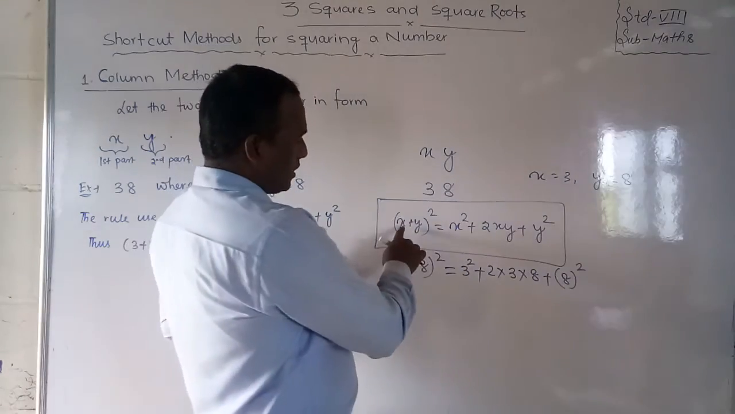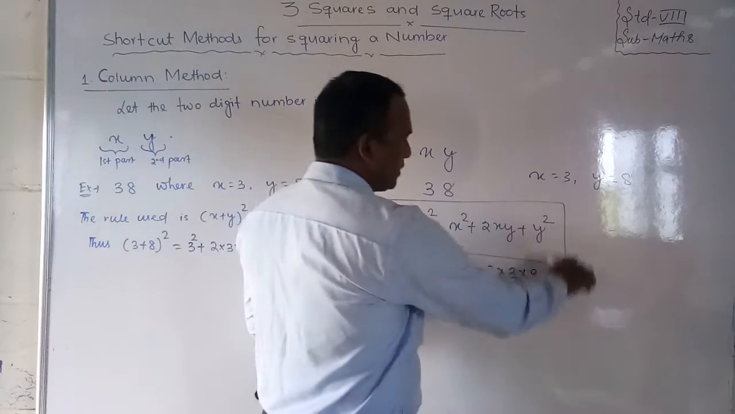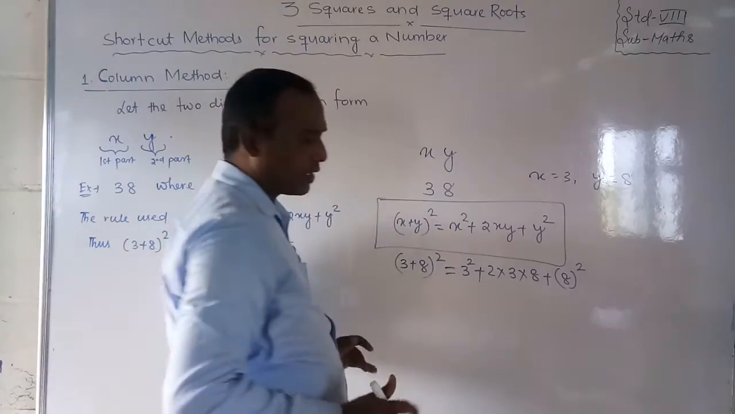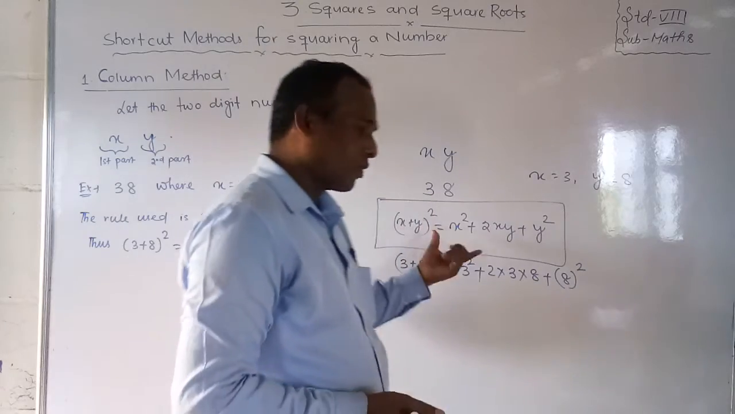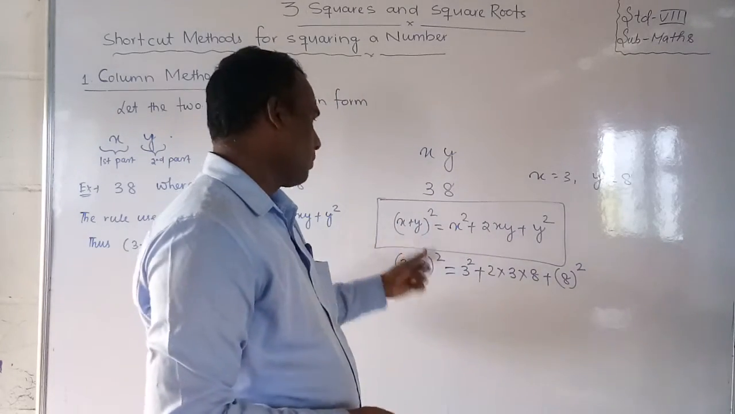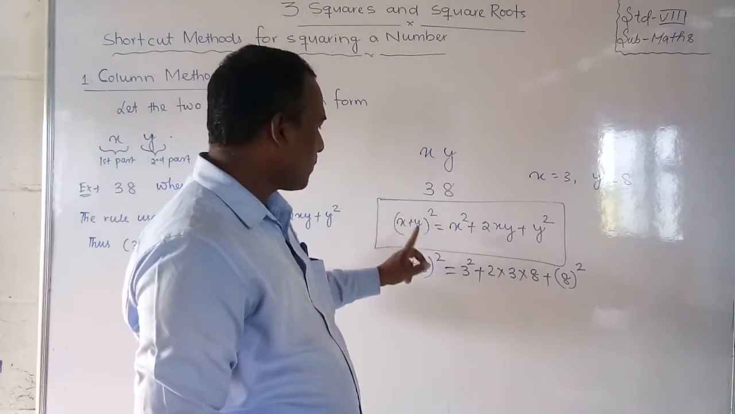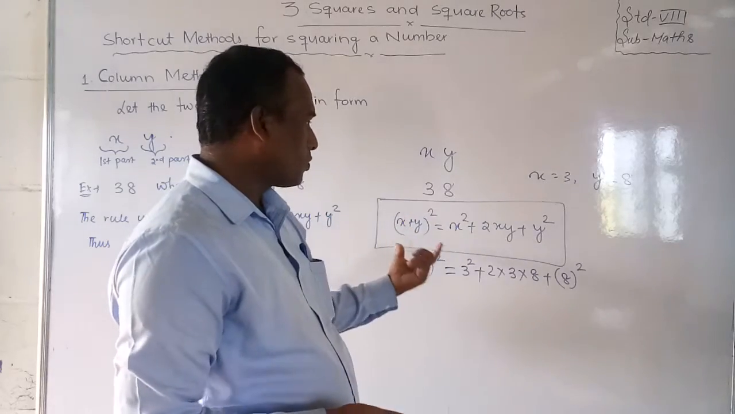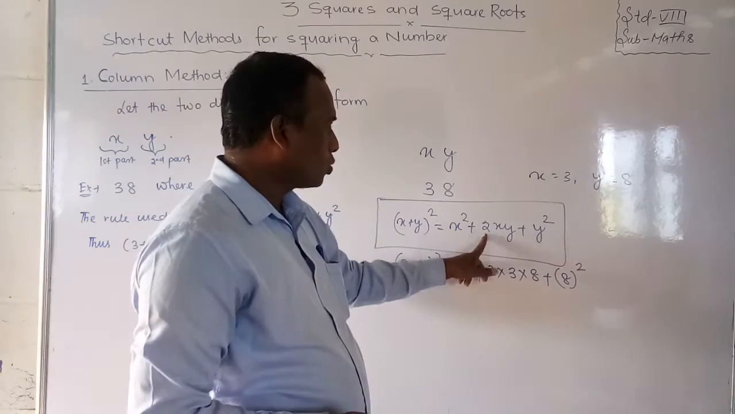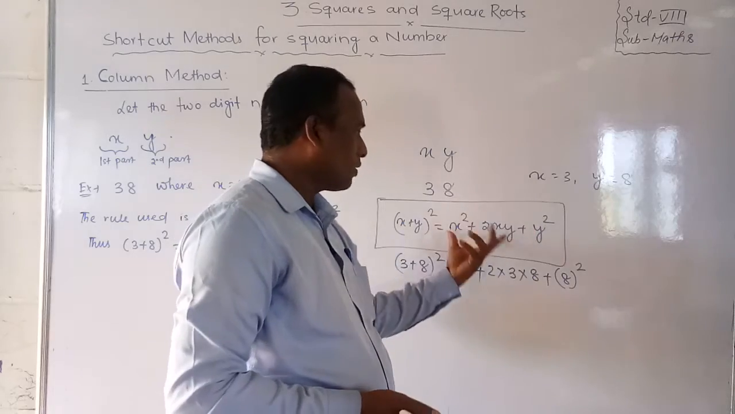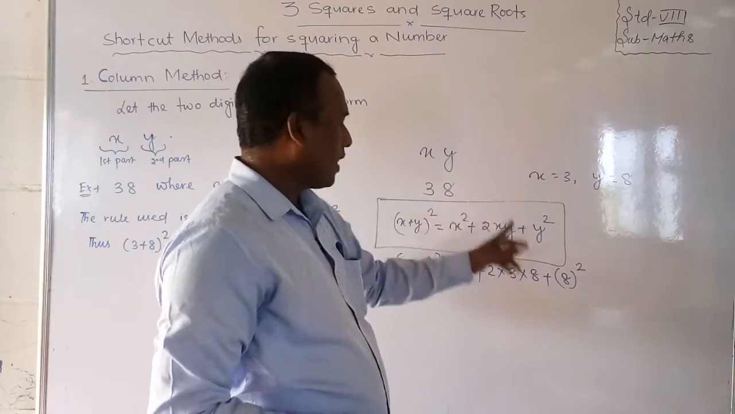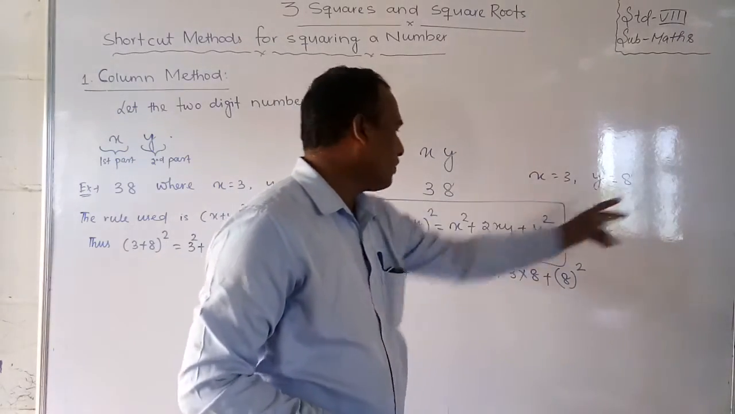You should see here x plus y whole square. This is your formula, remember it. I will explain it also afterwards. (a plus b) whole square, that means (x plus y) whole square, is equal to x square plus 2xy plus y square. This is the formula, and we have to substitute the x value and y value in this equation.